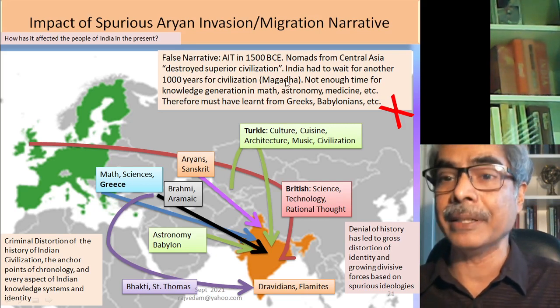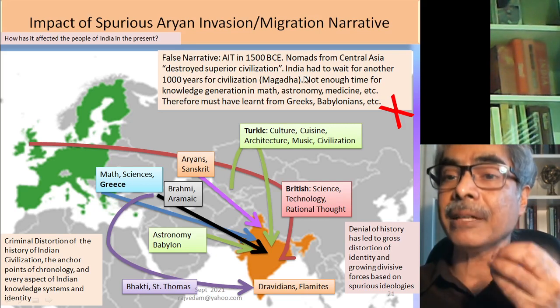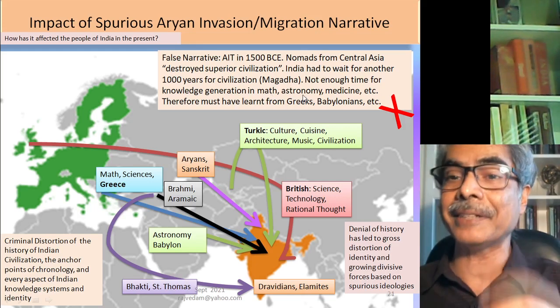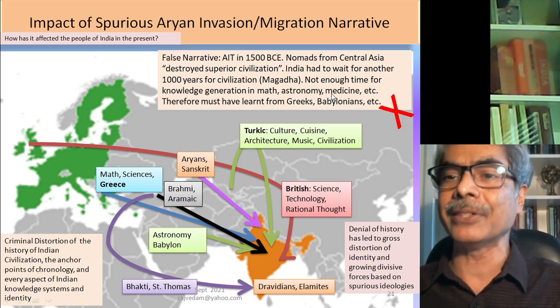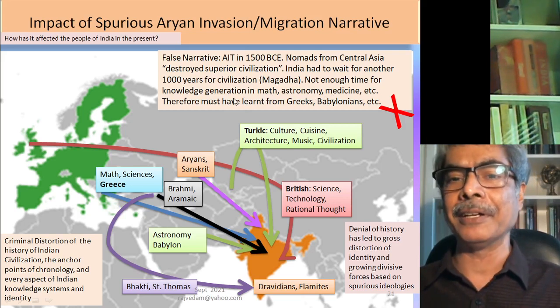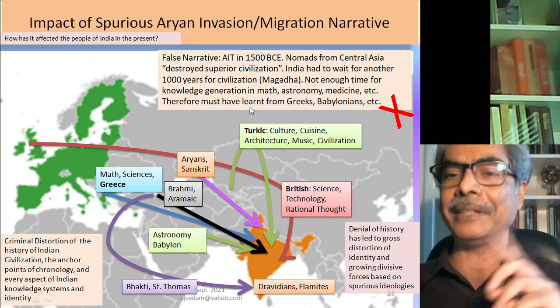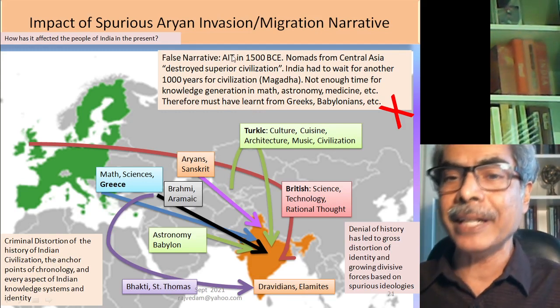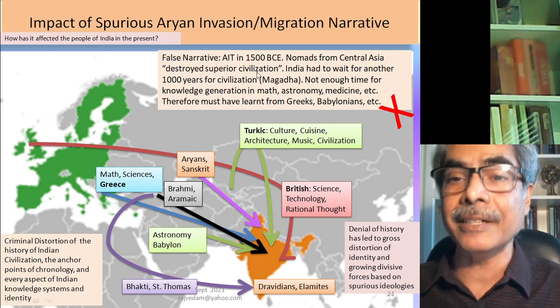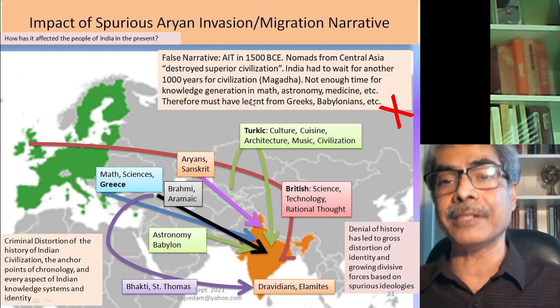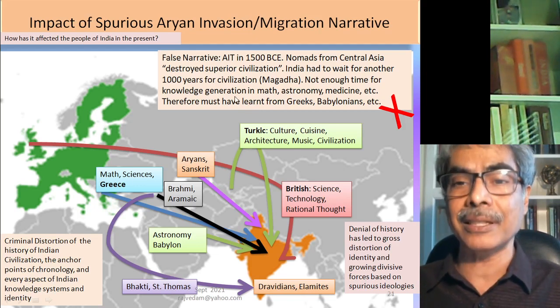So the common narrative is that Indians have not had enough time for knowledge generation in mathematics, astronomy, medicine, many other fields of study. Therefore, they say Indians must have learnt all these from the Greeks and Babylonians. So it denies Indians their history, it denies Indians their civilizational knowledge systems, and so on. This is what we are seeing.